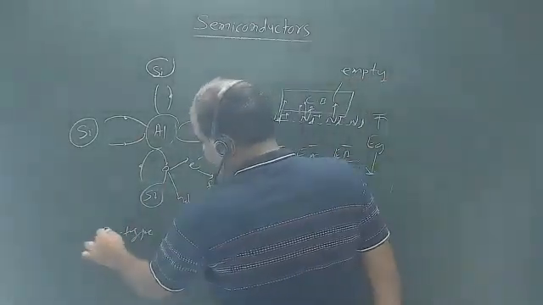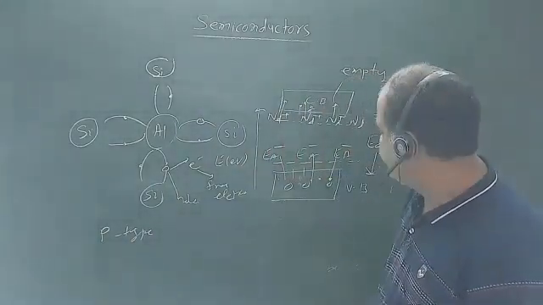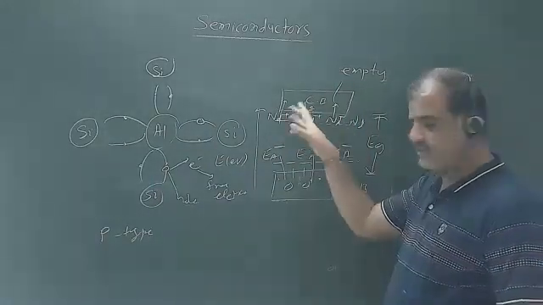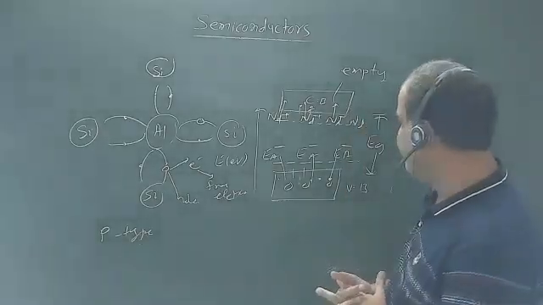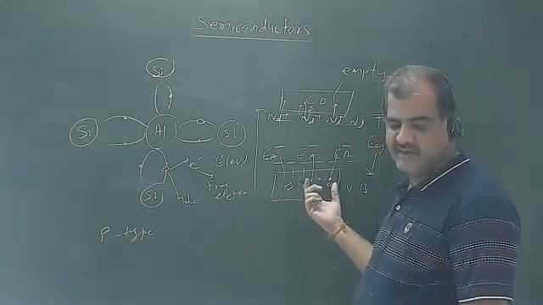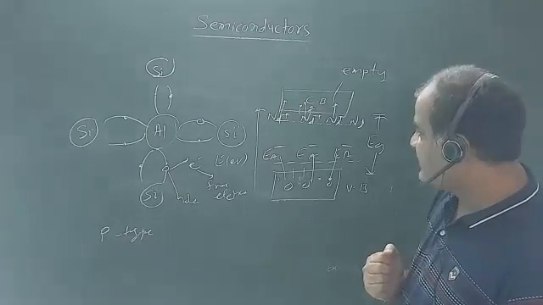This happens when you are doping with any element of the third group, giving p-type material. In the case of n-type material, the majority charge carriers are electrons, and they reside in the conduction band. While in the case of p-type material, the majority carriers are holes in the valence band. So this is the difference between intrinsic and extrinsic semiconductor.